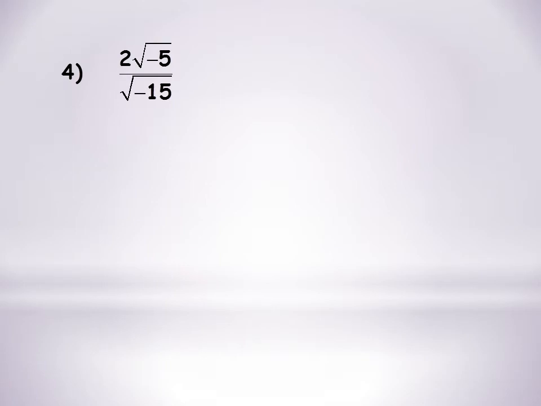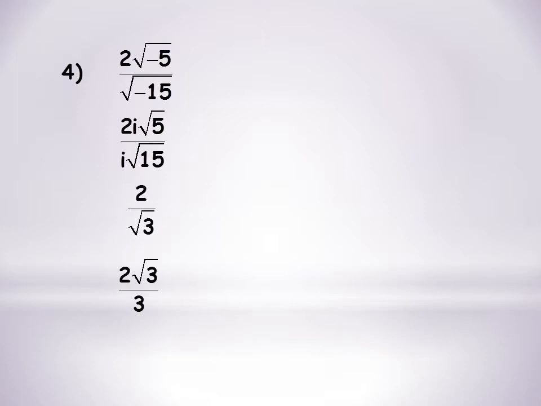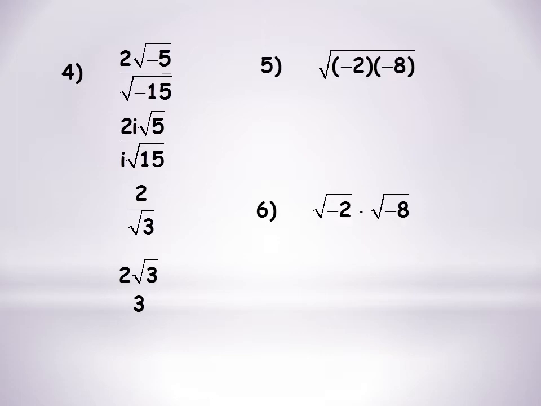All right, when you have something like this, just like in multiplication, I cannot actually simplify these because they are imaginary numbers. So the first thing I have to do is pull out the negatives as i's. So I'll have 2i times the square root of 5, i square root of 15. Now I can go ahead and simplify those i's by canceling them out, and then simplify the square root of 5 over the square root of 15 to the square root of 3. So now I'll have 2 divided by the square root of 3, but I'll have to rationalize this by multiplying by the square root of 3 over the square root of 3.